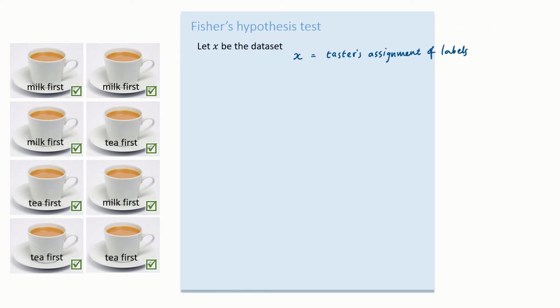First, let X be the data set, the observed data. In this case, X is the taster's assignment of labels to the 8 cups. Next, we state what's called the null hypothesis, written H0. This is the default view, the assumption that we'll make unless we see enough evidence in the dataset to persuade us away from it. In this case, the null hypothesis is that there's no difference in taste and that the dataset is therefore just a random permutation of the 8 labels, 4 labels saying tea first and 4 saying milk first.